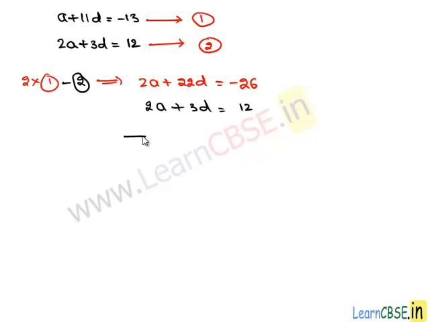Now we subtract these equations by vertical column method. Here the equation which is to be subtracted, we have to change its signs. So plus 2A becomes minus 2A, plus 3D becomes minus 3D, plus 12 becomes minus 12. So plus 2A and minus 2A are cancelled out. 22D minus 3D is 19D, and the sum of negative 26 and negative 12 is negative 38.